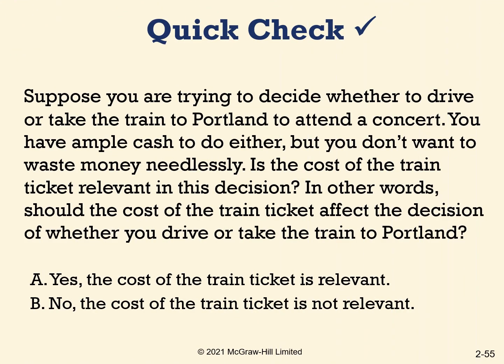So let's do some quick checks. Suppose you were trying to decide whether to drive or take the train to Portland to attend a concert. You have ample cash to do either, but you don't want to waste money needlessly. Is the cost of the train ticket relevant in this decision? In other words, should the cost of the train ticket affect the decision whether you drive or take the train to Portland?